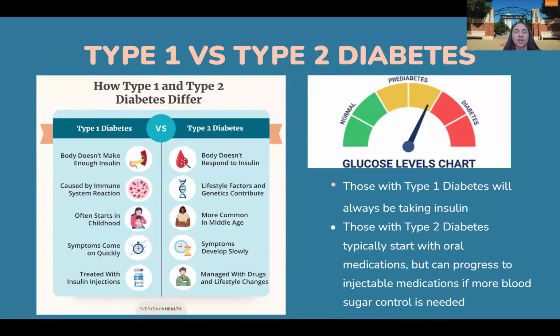And so type 1, type 2, to go further into it, we do have this diagram here, which everyone can just take a look at. I feel like this does a really good job differentiating between the two. But again, type 1, it doesn't make enough insulin. And then type 2, the body's not really responding to it, as I mentioned from before. And so for type 1, the body's immune system is attacking those cells that make the insulin, the beta cells, so no insulin's made. This does happen young or in childhood, and symptoms do come on quickly.